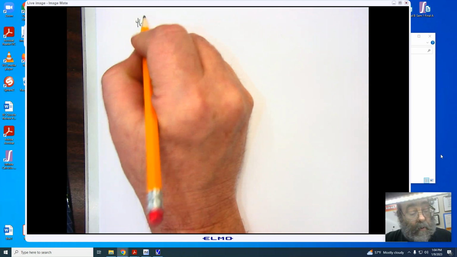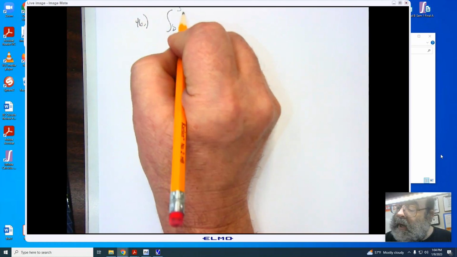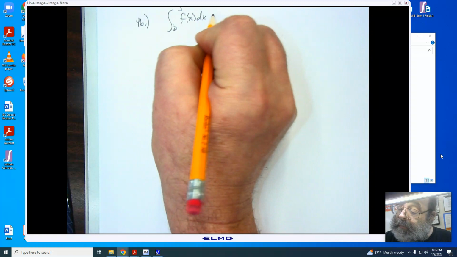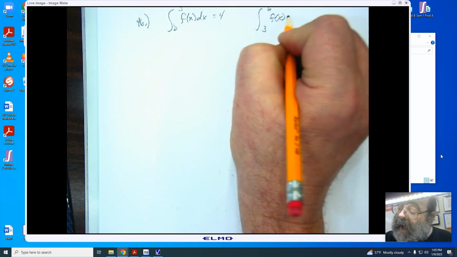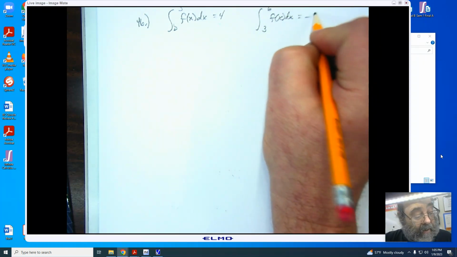Alrighty, so we're now going to move to some of those in the back. And if you recall, we were going to be taking a look at numbers 46, 47, 51, 52, and 53. And these are just talking about areas under the curves. So we're following the same basic process that we did with number 45. So 46 gives me 0 to 3 of f of x dx equals 4, and 3 to 6 of f of x dx is equal to negative 1.